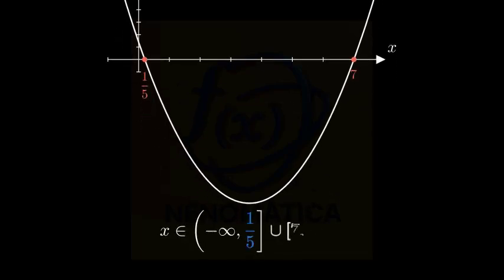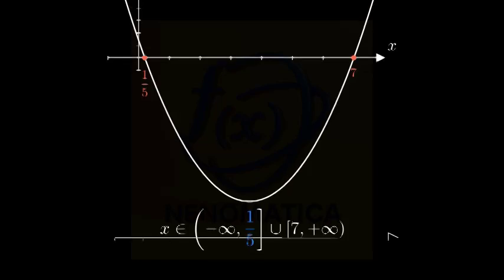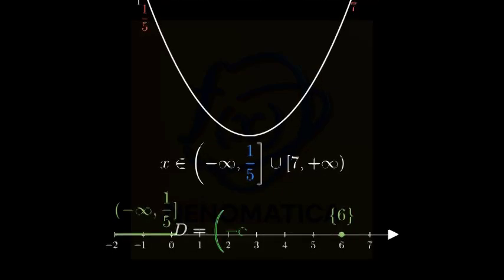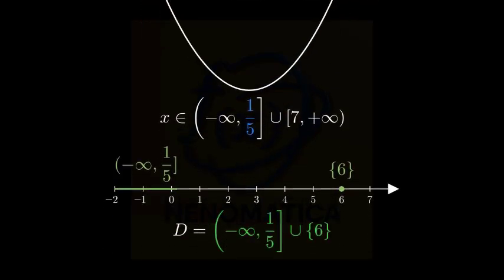Since the coefficient of x squared is positive, the quadratic function opens upward. So the inequality is satisfied when x is less than or equal to 1/5 or when x is greater than or equal to 7. Finally, we need to combine this solution with our domain restriction, x less than or equal to 6. The intersection of our solution set with the domain restriction is x in the interval negative infinity to 1/5, closed, union with the singleton set containing 6.